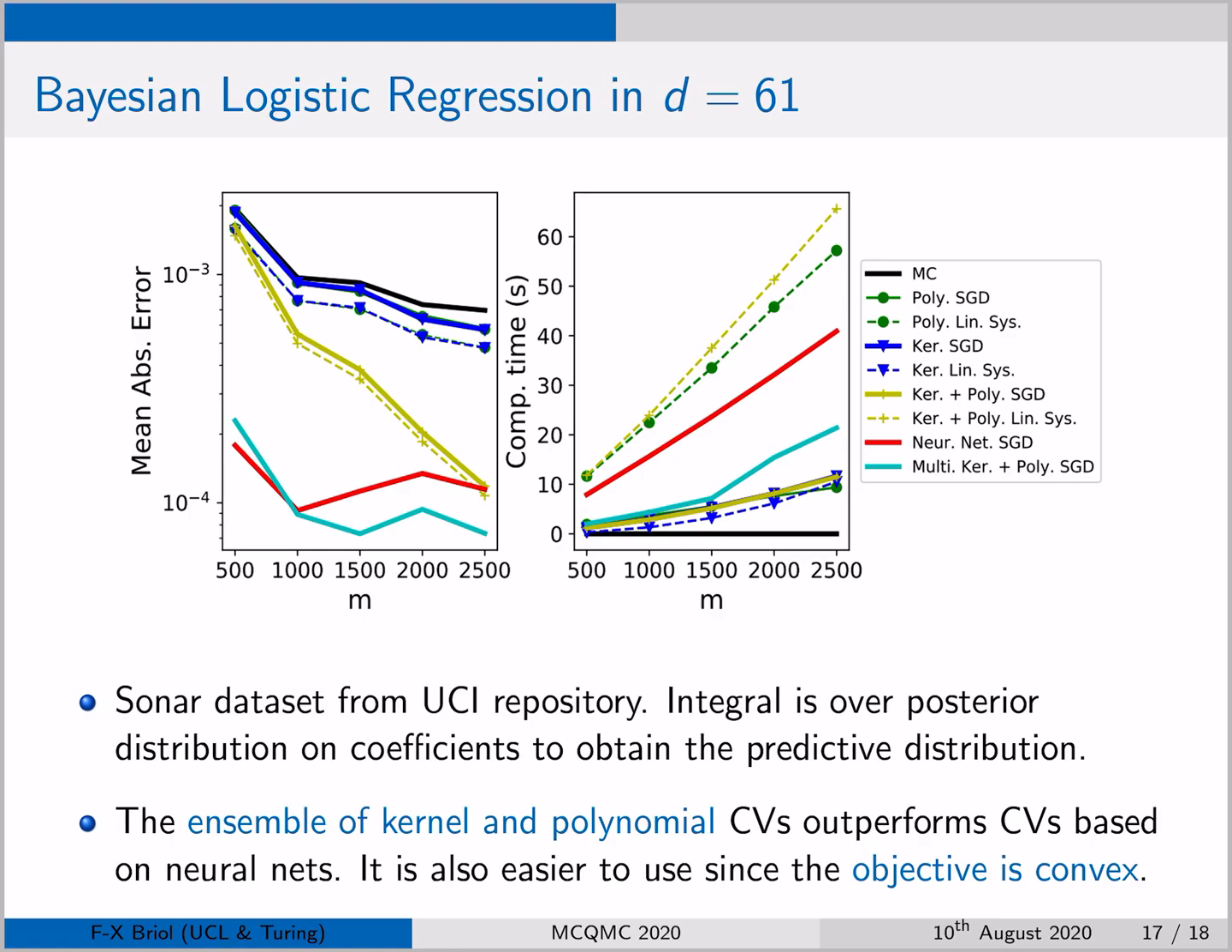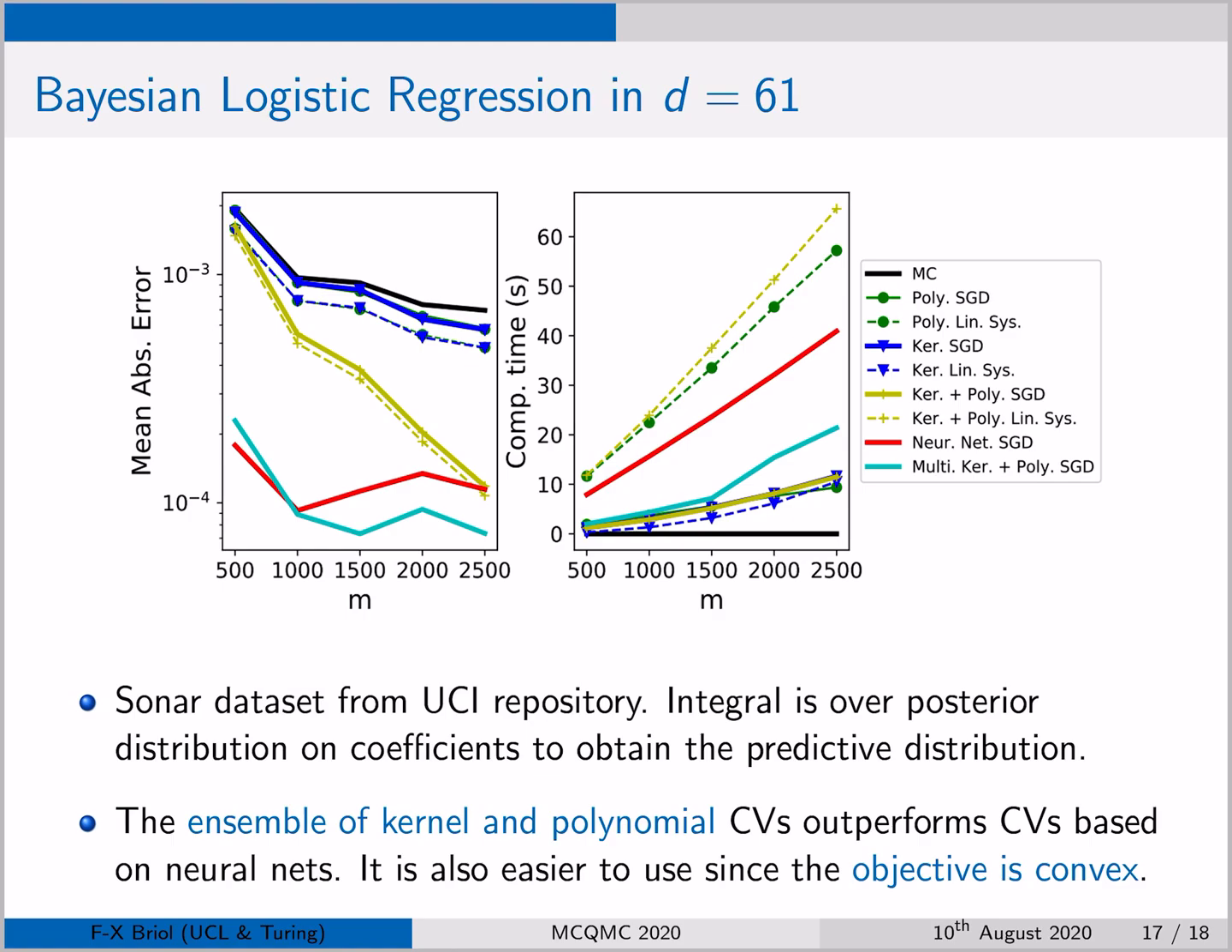On the left-hand side plot, you can see that both minimize the absolute error at roughly the same speed. Usually the linear system is a tiny bit better, but really negligible, and that's mostly because I've not fine-tuned my optimizer very well. However, on the right-hand side plot, you also notice that the computational time grows super fast for the linear system, but for the kernel and the stochastic optimization method, the computational cost doesn't increase too quickly with the number of samples.